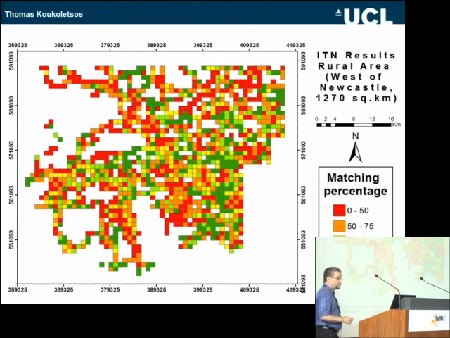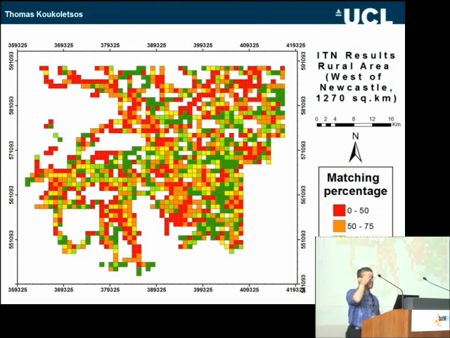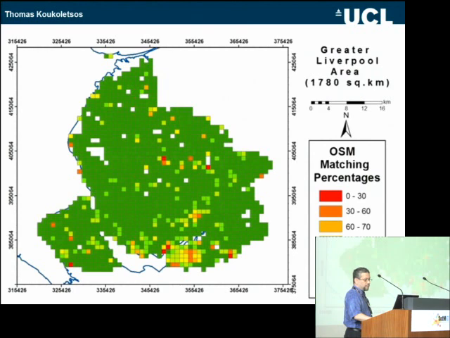This is an example from rural England, somewhere in the north, just west of Newcastle. What you can see here is that in a rural area, as you would expect, the quality does drop. There is less matching to ITN.